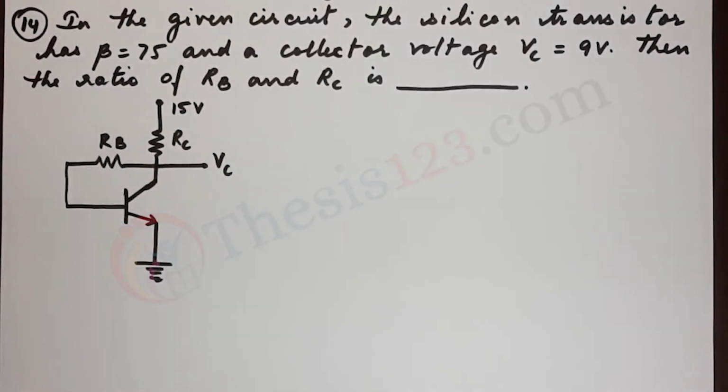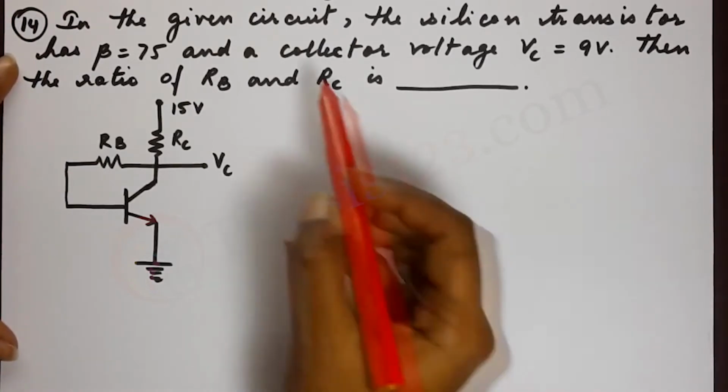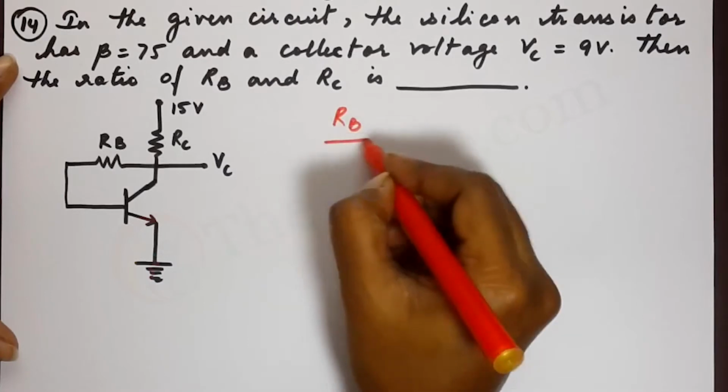Next question, number 14. In the given circuit, the silicon transistor has beta equal to 75 and a collector voltage Vc equal to 9 volts. Then the ratio of Rb and Rc is dash. So it's not a multiple choice. Let's work it out. We have been asked to find the ratio of Rb by Rc.